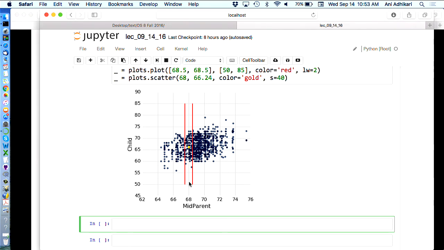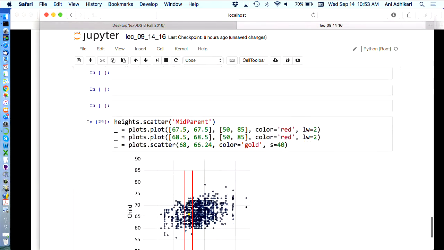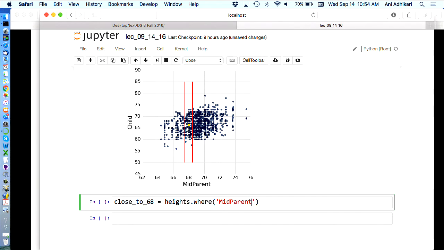In other words, I want the points where the mid-parent height is between what and what? 67.5 and 68.5. So what am I going to use? Careful. Select works on what? Columns. I want the individuals, so I want the people, right? So I want rows. I want a row operator. I want where. Yep. And so let's see what we get. So I'll call this close to 68 is heights dot where. Oh, what did I call it? Mid-parent with capital P, okay. I could have used zero there, but nobody will remember what I'm doing later, so.